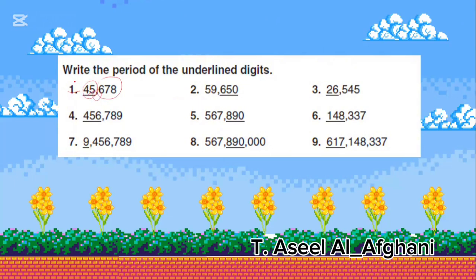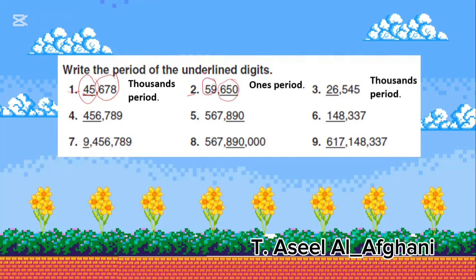45,678. Good. Now, he's asking about these 2 digits, 4 and 5. Here we have the ones period. Here we have the thousands period. So the answer is thousands period. What about number 2, 59,650? He's asking about the first 3 digits, which is the ones period, right? Because this is the thousands period. Excellent. Ones period. Good job. And number 3, we have ones period, thousands period. What about the 4th one? Can you do it before me? Ones period, thousands period. So the answer for the underlined digits is thousands period.